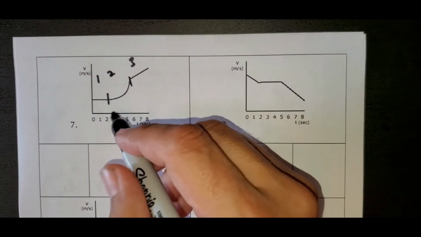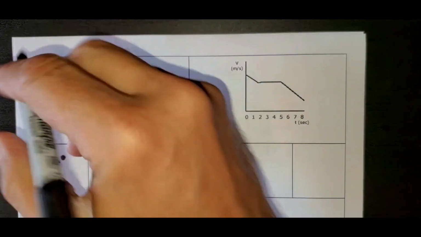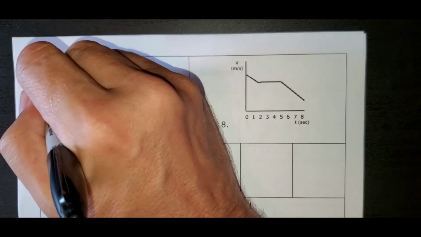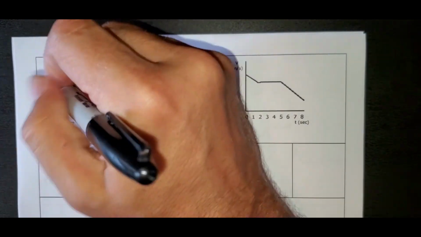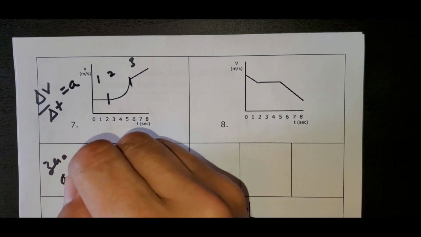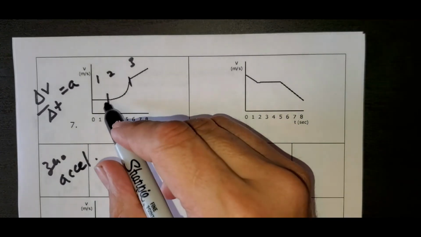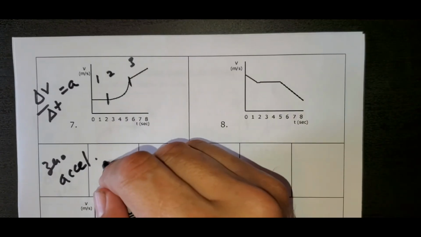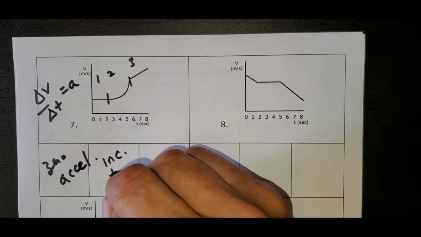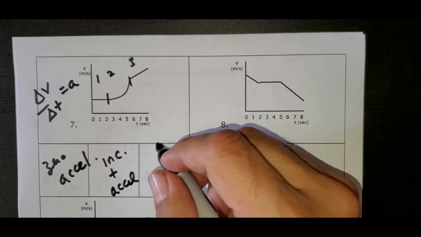So let's do this first one. This is a flat slope, so it's 0. But it's not 0 velocity because the slope is delta v over delta t, and that is acceleration. So this is 0 acceleration. I don't know if you can see that. Yeah, 0 acceleration. This one starts out flat and gets steep. This is an increasing positive acceleration.